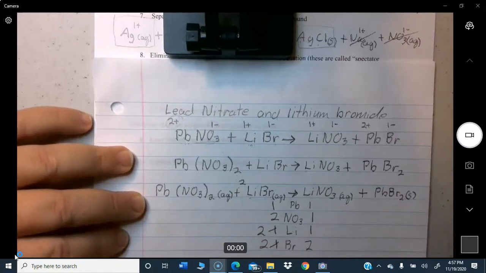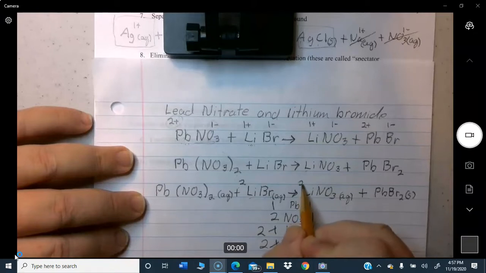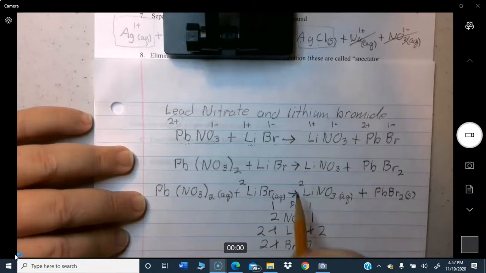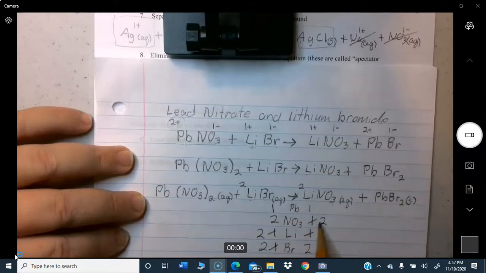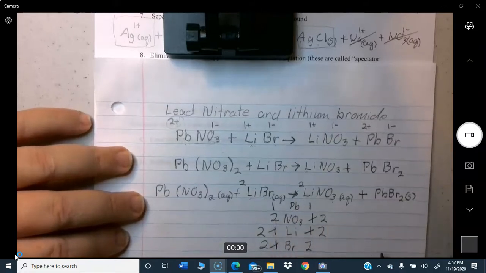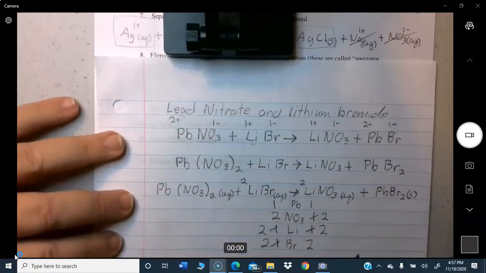Now we've got to get lithium to balance. So we're going to change lithium, put a 2 there above lithium. That changes this to a 2. That also changes the NO3 to a 2. And that's good because we needed a 2 over there. So everything now is in balance. 1, 2, 2, 2, 2, 2, 2. So those are the subscripts, or the coefficients, we had to put there.